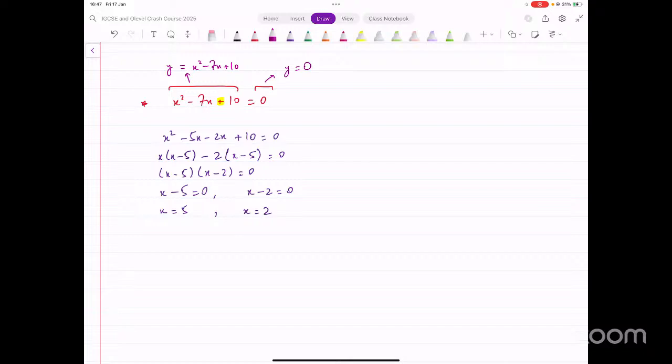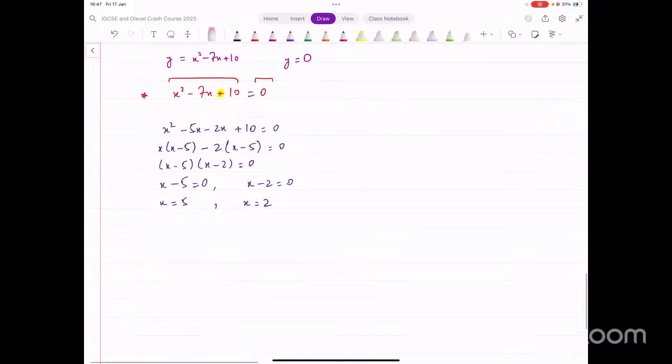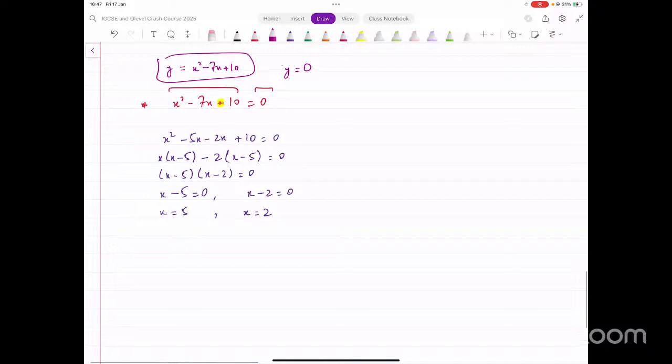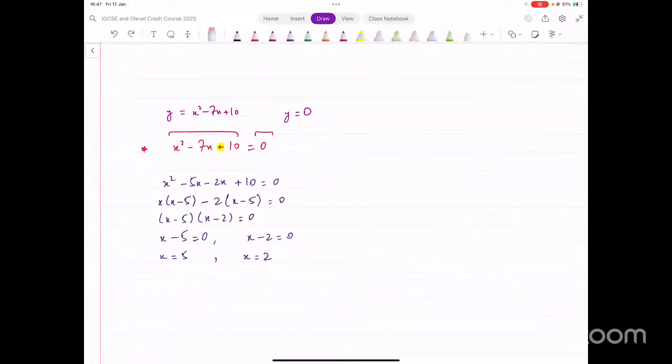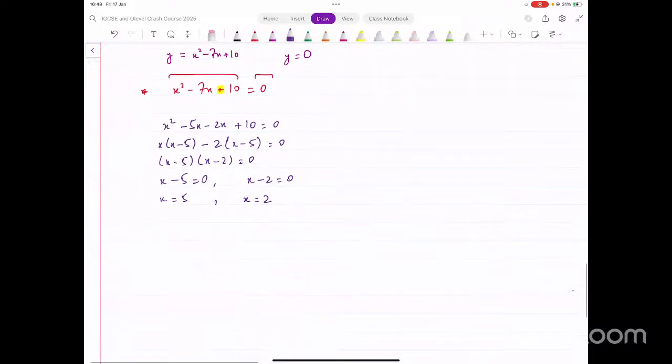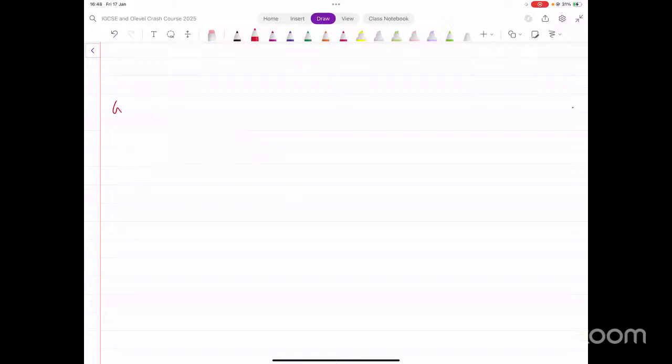And the solutions that we're getting from this basically represent the points of intersection of these two functions, y equals x squared minus 7x plus 10 and y equal to 0. Now, what kind of function is this? What does the graph of this function look like? Let's talk about that first of all. Graphs of quadratic functions, and then we'll come back to this interpretation of those values of x, because that relates to the graphs of quadratic functions.